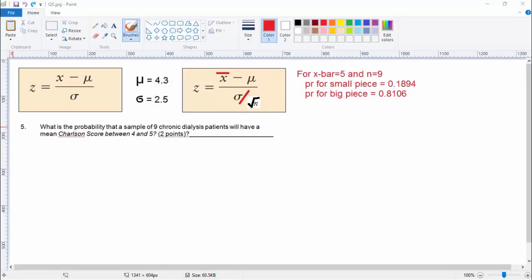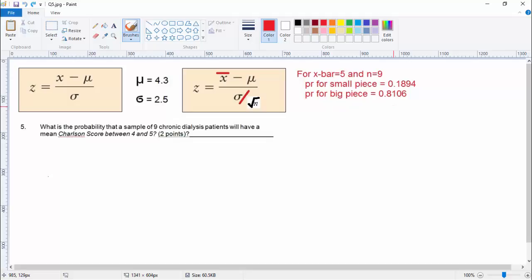Okay, now we're moving on to question 5. So what is the probability that a sample of nine chronic dialysis patients will have a mean Charlson score between 4 and 5? So this is just like the last question. Well, we have 9 people now, so we're looking at this side, right? And as you can see, I copied in the information we learned when you have an x bar of 5 and an n of 9 from the earlier questions, so we don't have to do that.